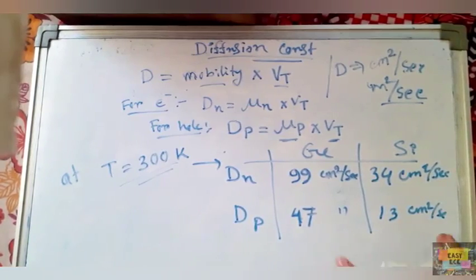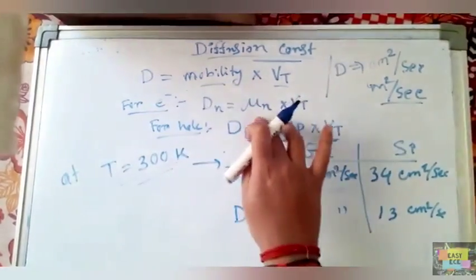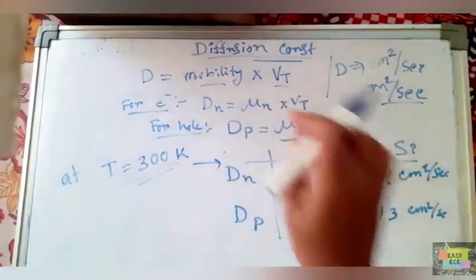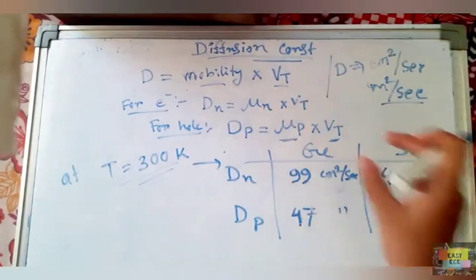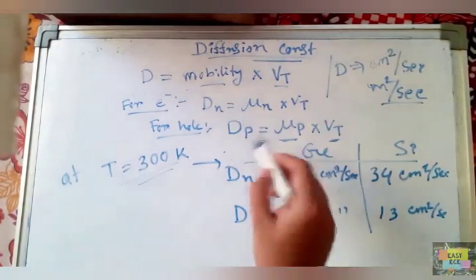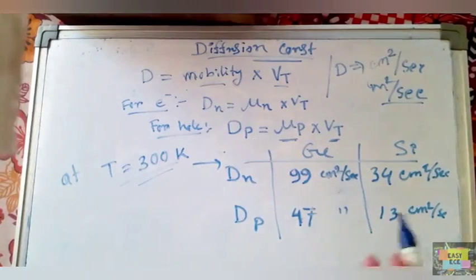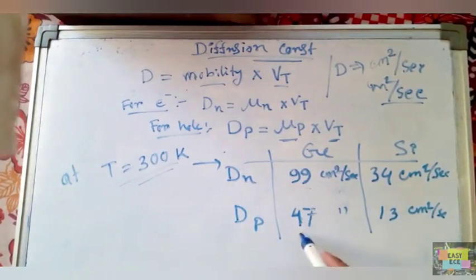You can also check the values from your calculation: take the mobility mu n for germanium and mu n for silicon, and multiply by the thermal voltage Vt, that is 26 into 10 to the power minus 3 volt, with the mobility values that I discussed earlier in my videos. So you can check the values. It becomes 99, 47, 34, and 13. So these are the values.